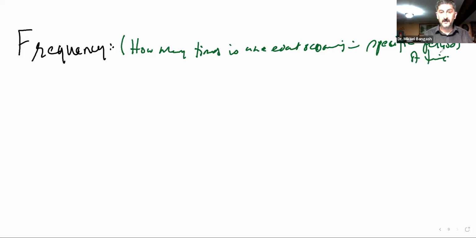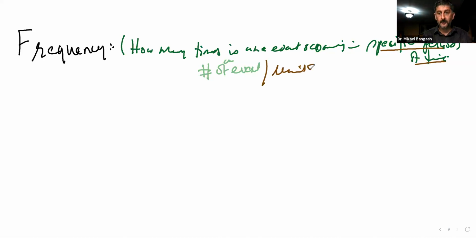A frequency is the number of events, or we can say the number of an event, per unit of time. Clear?